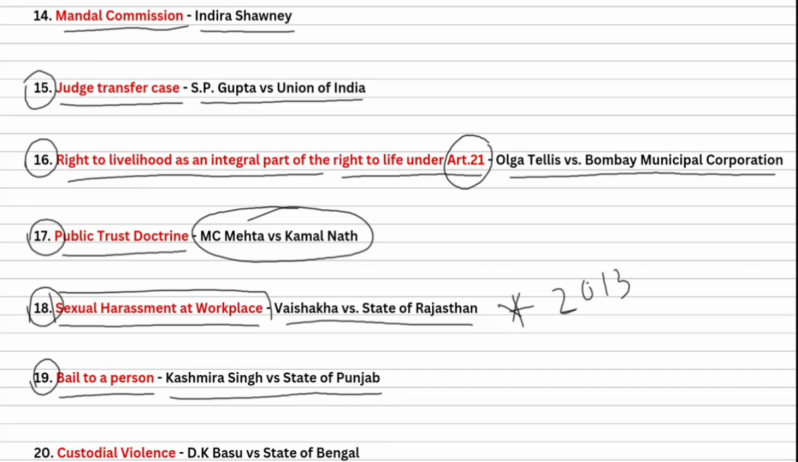The next case is Custodial Violence, DK Basu versus State of West Bengal. This case highlighted the issue of custodial violence, with the Supreme Court setting guidelines to prevent torture and ensure the protection of a person's rights during police custody.